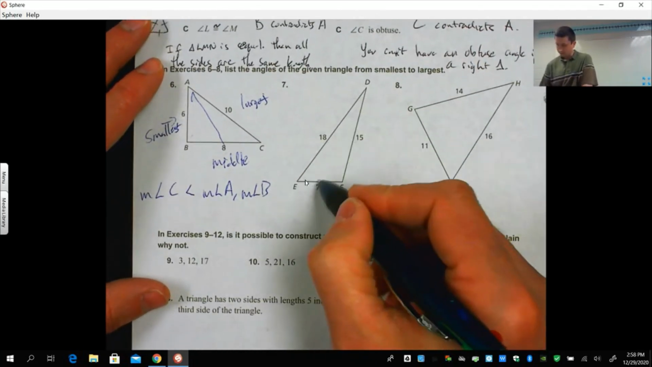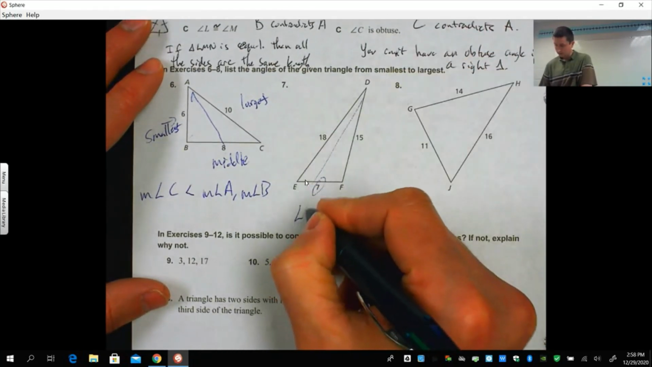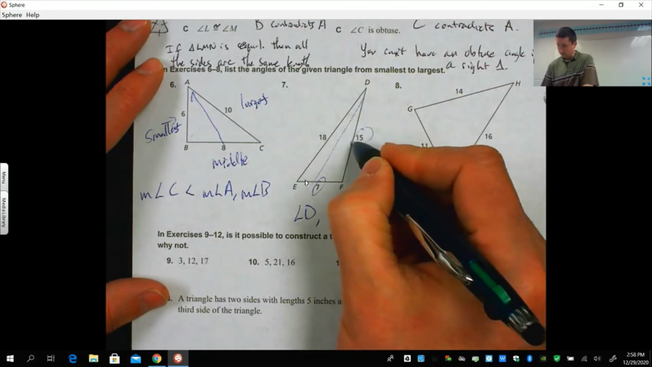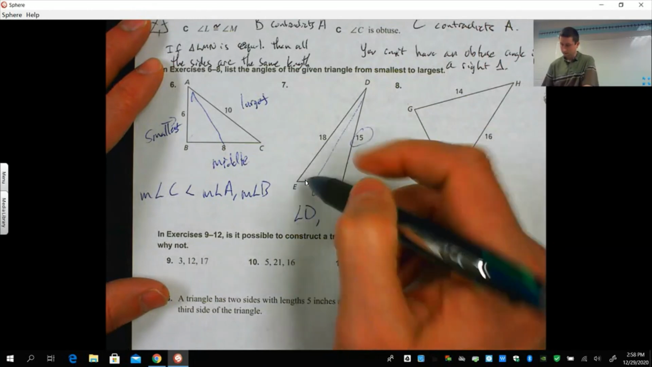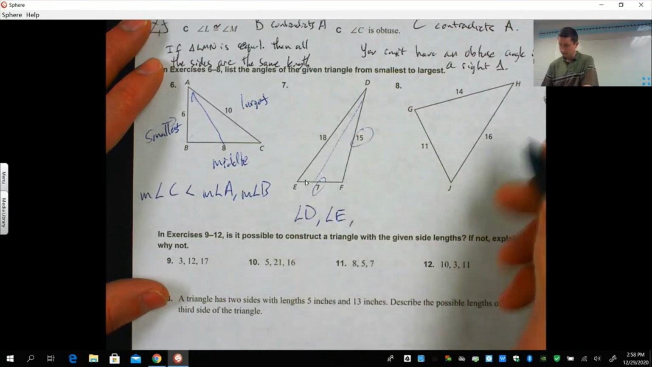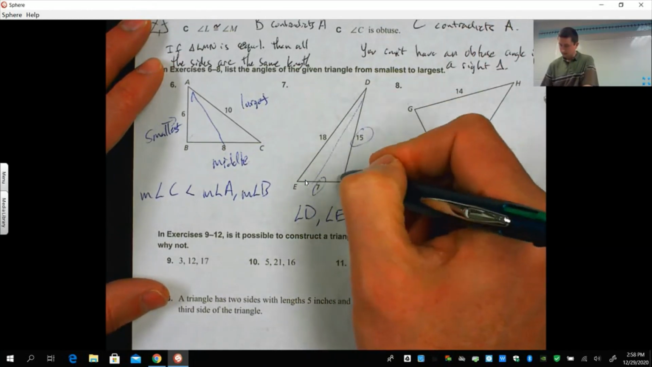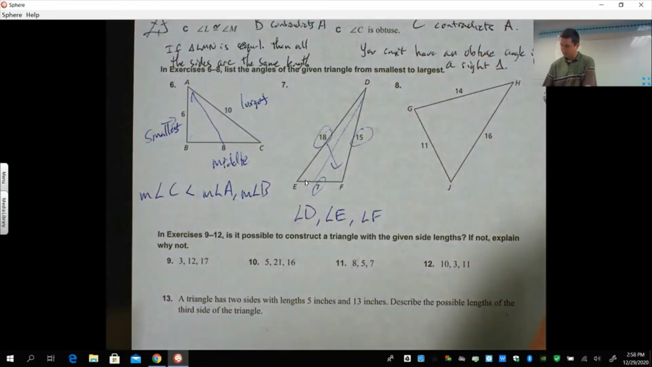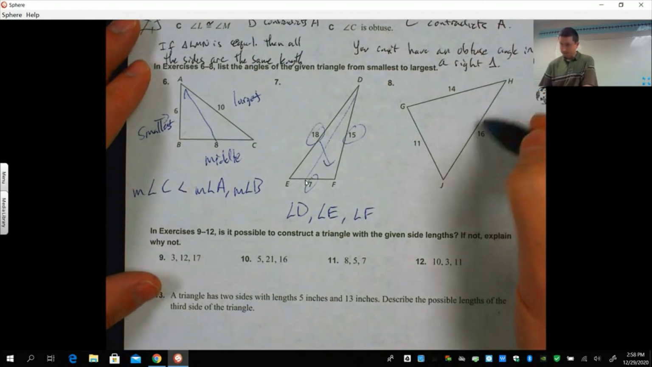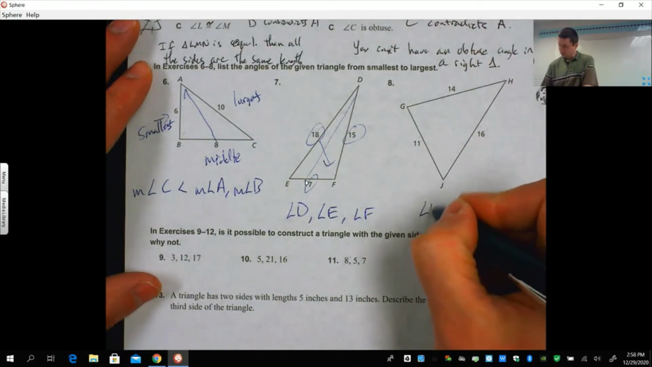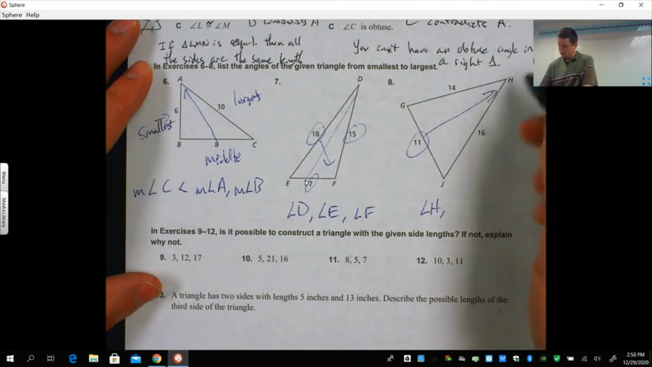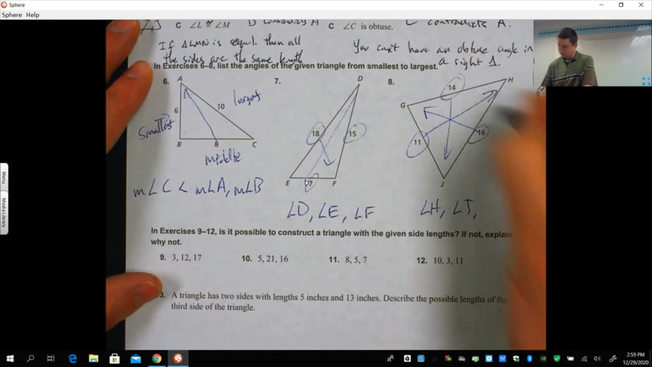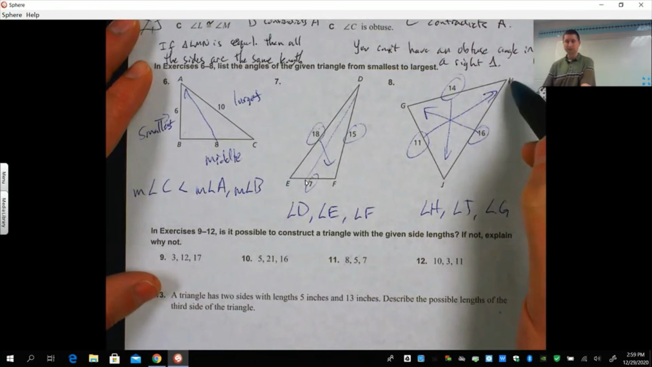So here's my smallest side, look up, we have angle D, we're just going to list them now. Here's my next one, 15, so which angle is opposite 15? Angle E, and then here's 18, opposite that would be angle F. Smallest side is 11, so that'd be angle H, opposite. 14 is next, so angle J, and then 16 is next, angle G. So this one has to be your smallest angle.